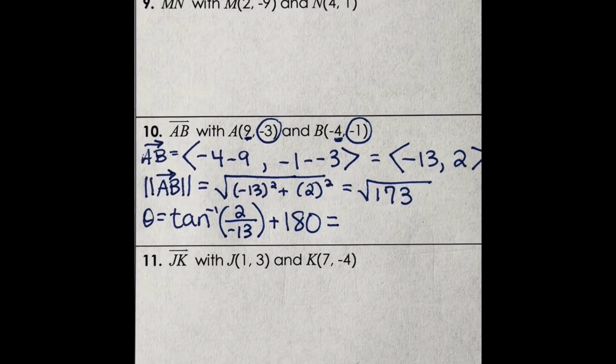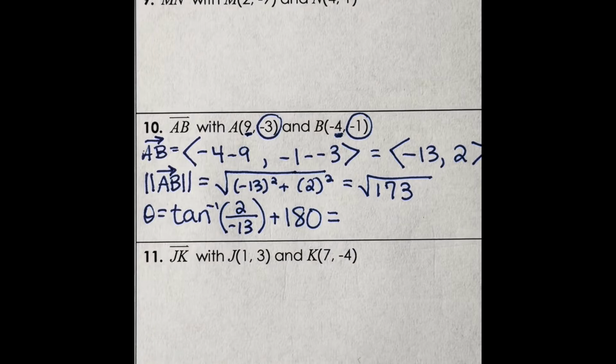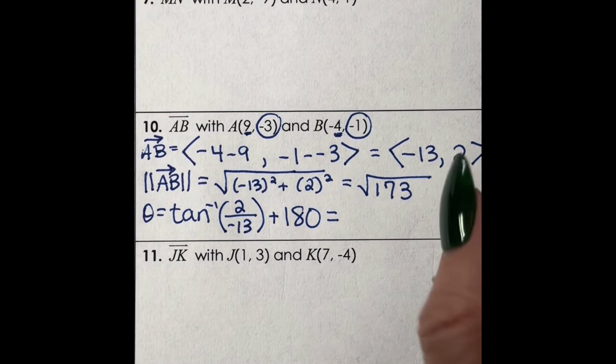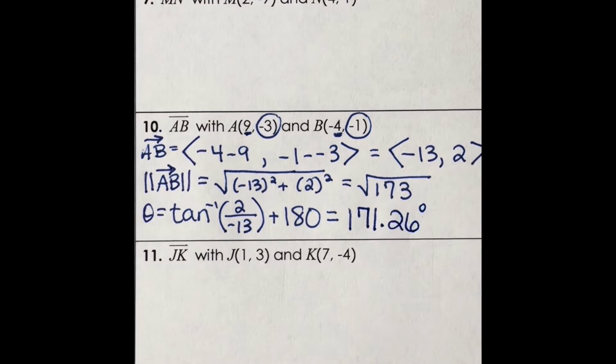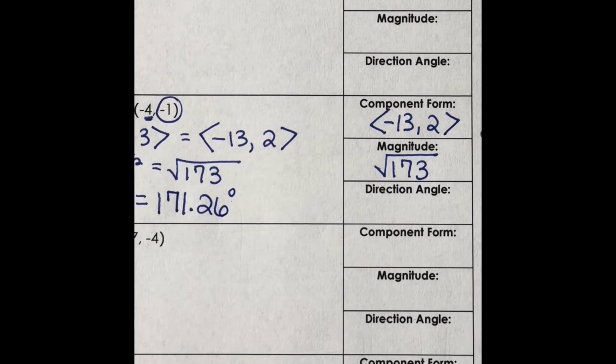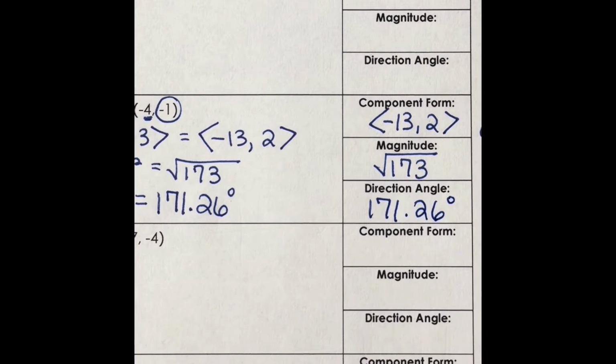If you're using Desmos, there is a way to change it into degrees. So just watch for that. If you're using the scientific calculator on Desmos, it's really easy to do that. So you could always use a scientific calculator, or you can just use your red calculators. You just might have to press the DRG button to change it to degrees. But when you do all of that, you're going to get 171.26 degrees. So we've got component form, magnitude, and direction.